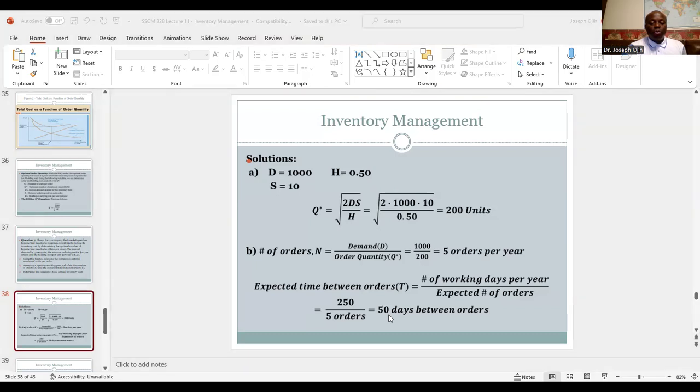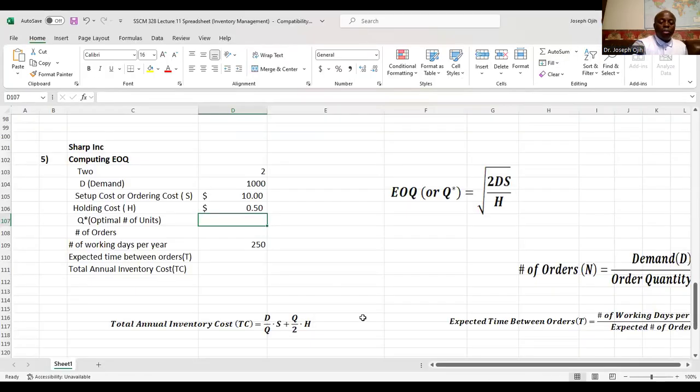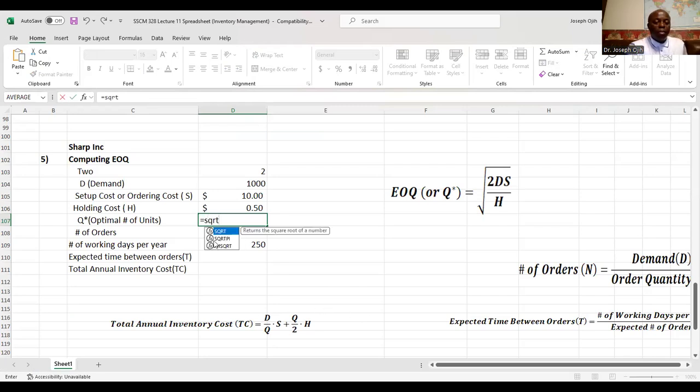Okay. So for the square root, put an equal sign, then SQRT, it will pop out here. Double click. It says 2 times D times S. I'm going to put parentheses. 2 is right here, click on it. Times is this asterisk symbol. Now D is demand right here. Times, again, another asterisk symbol. In Excel, we use the asterisk symbol for times.